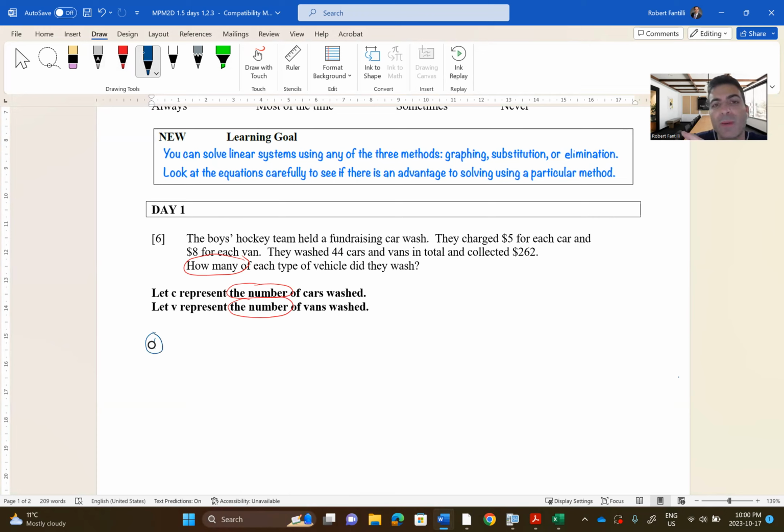Then the second equation is generally all about the content, the money. We have some more information here: the 262, the $5, and the $8, and that's going to let us figure out the second equation. So for the second equation, we have $5 per car plus $8 per van, and they collected a total of $262. So the first equation is based on the number of vehicles. The second equation is all about cash, right? How much money per car, how much money per van, and then how much money total.